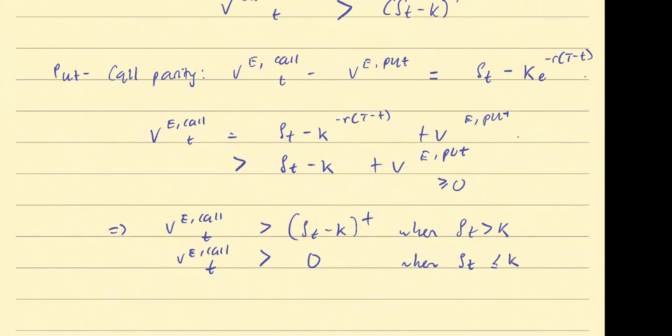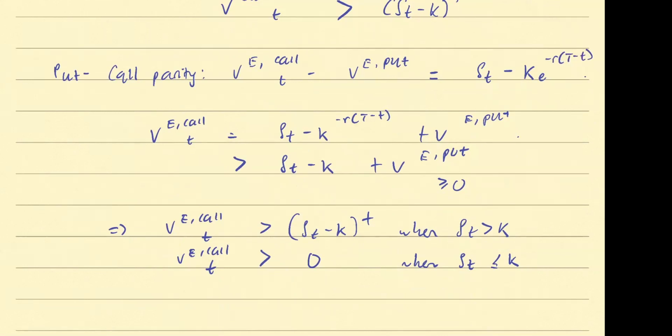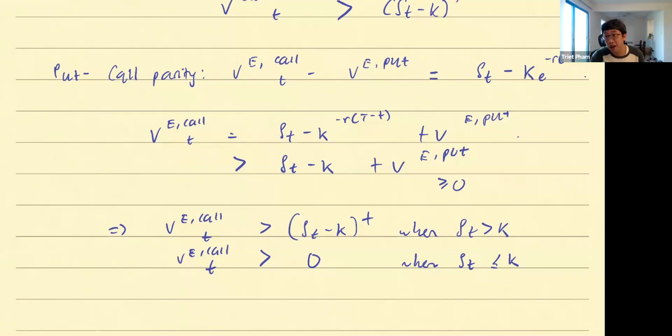Sorry, can I ask about this last line? I get how it makes sense within the context of the calculations, but logically, as I think about it, is it always greater than 0? Like the price of a European call? Oh yeah, that one, absolutely.